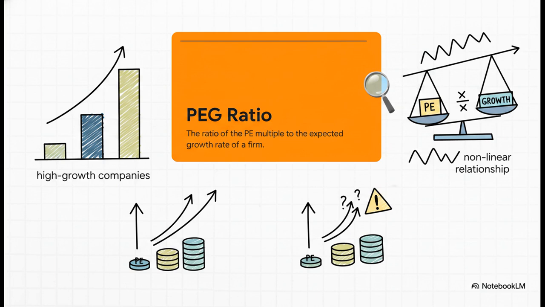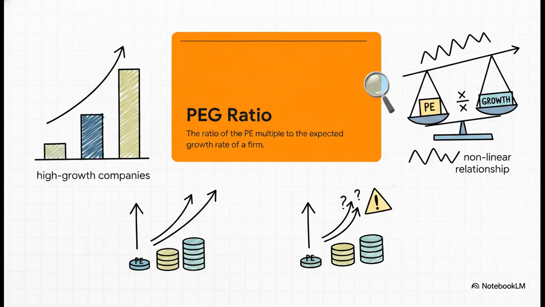But, and this is a big but, use it carefully. Damodaran warns us that the PEG ratio implicitly assumes a perfectly linear relationship between multiples and fundamentals. Basically, it assumes that if a company's growth doubles, its PE should exactly double too. And honestly, in the real world, valuation is almost never that perfectly linear, so definitely use this one with a healthy dose of skepticism.